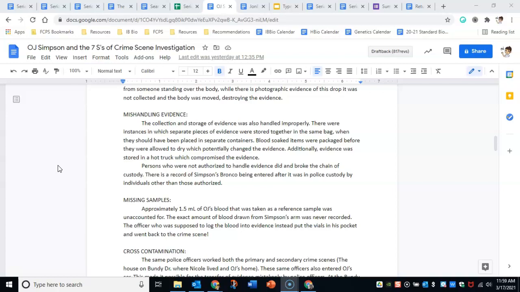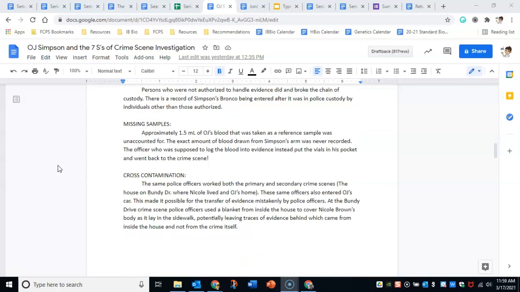Mishandling evidence. The collection and storage of evidence was also handled improperly. There were instances in which separate pieces of evidence were stored together in the same bag when they should have been placed in separate containers. Blood-soaked items were packaged before they were allowed to dry, which potentially changed the evidence. Additionally, evidence was stored in a hot truck, which compromised the evidence. Persons who were not authorized to handle evidence did and broke the chain of custody. There's a record of Simpson's Bronco being entered after it was in police custody by individuals other than those authorized.